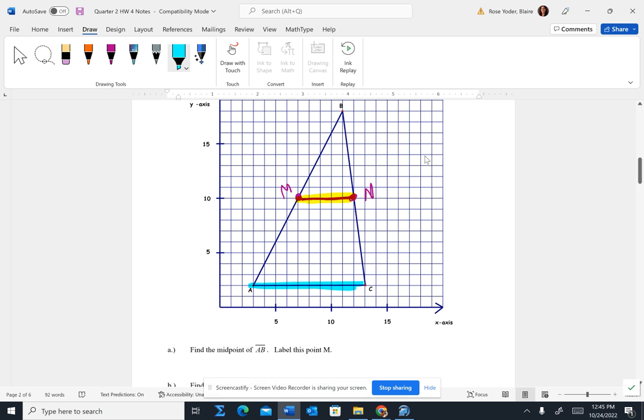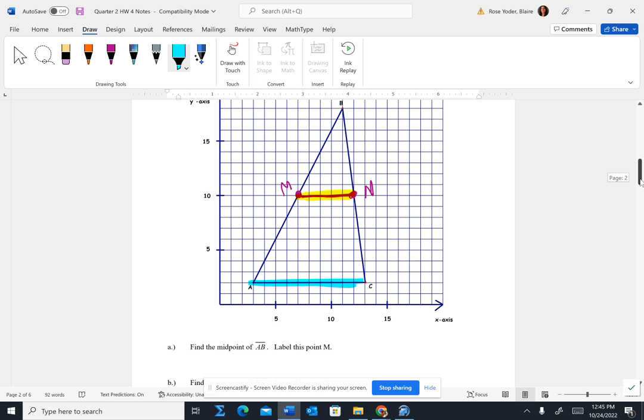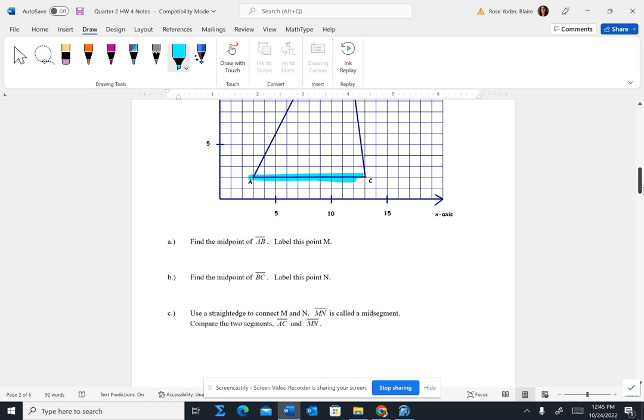So one thing that stands out to me right away is they are both horizontal line segments, which means that they are parallel to each other. So there's two things that are true about a midsegment. One is it's parallel to the base. And then let's check out the lengths and see what we notice.